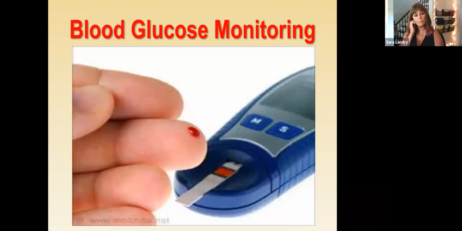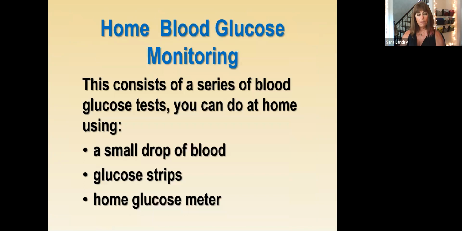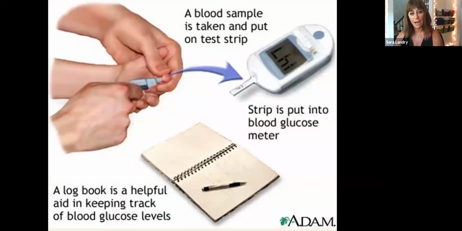Let's talk a little bit about blood glucose monitoring. Home blood glucose monitoring. What is it? Basically, if you've been diagnosed with prediabetes or type 2 diabetes, you are going to want to monitor and check what your blood sugar levels are. And it's pretty easy to do. Usually you just need a small drop of blood, some glucose strips, and a little meter.